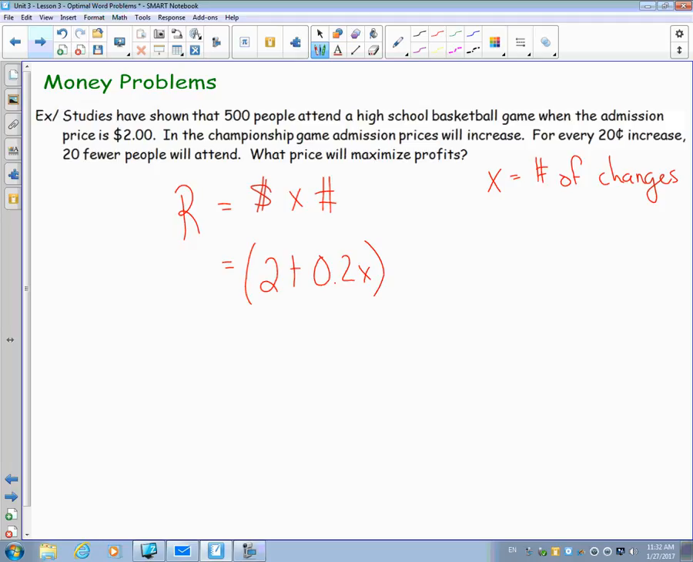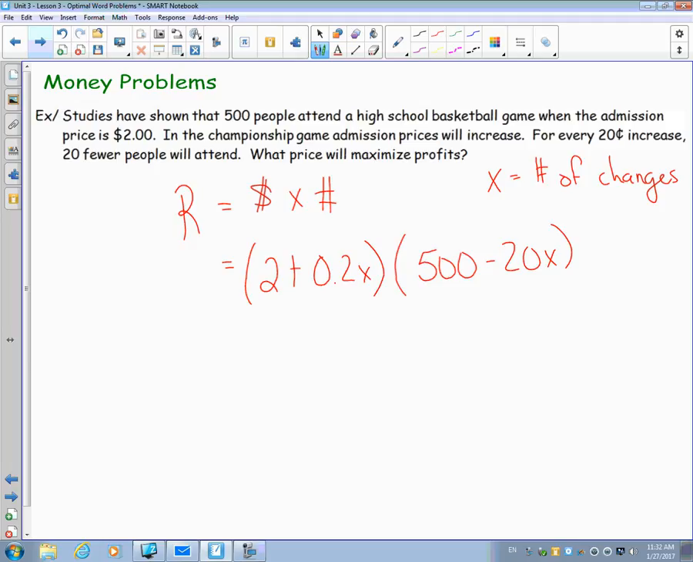That's our price. How many people attend? 500. How does that change? Every time we increase the price, we lose 20 people. Now again, we might change the price once, or twice, or 10 times, so we need the X in there. I want to know the price that's going to maximize my profits. I'm looking for the optimal value again.